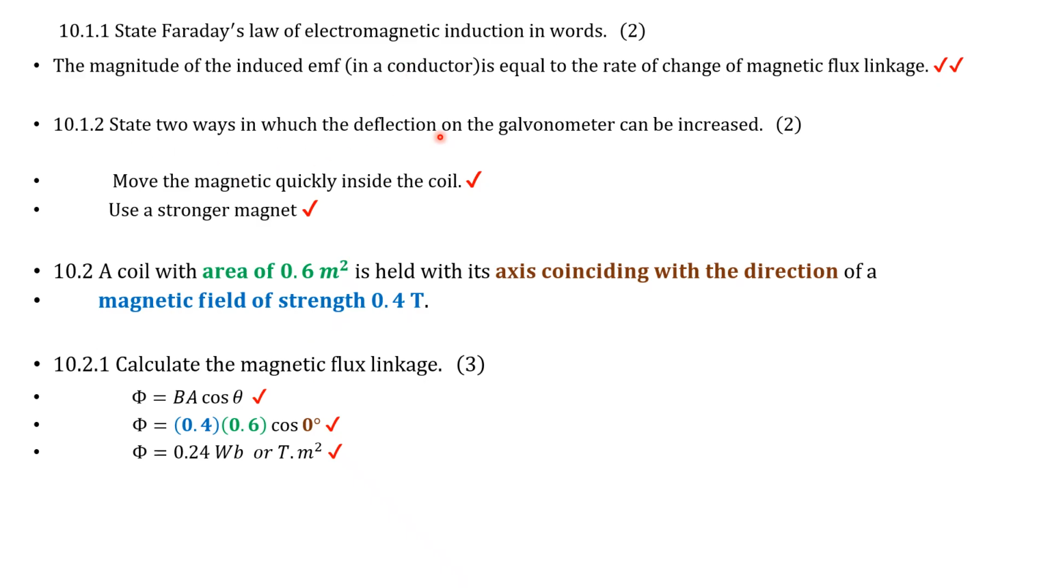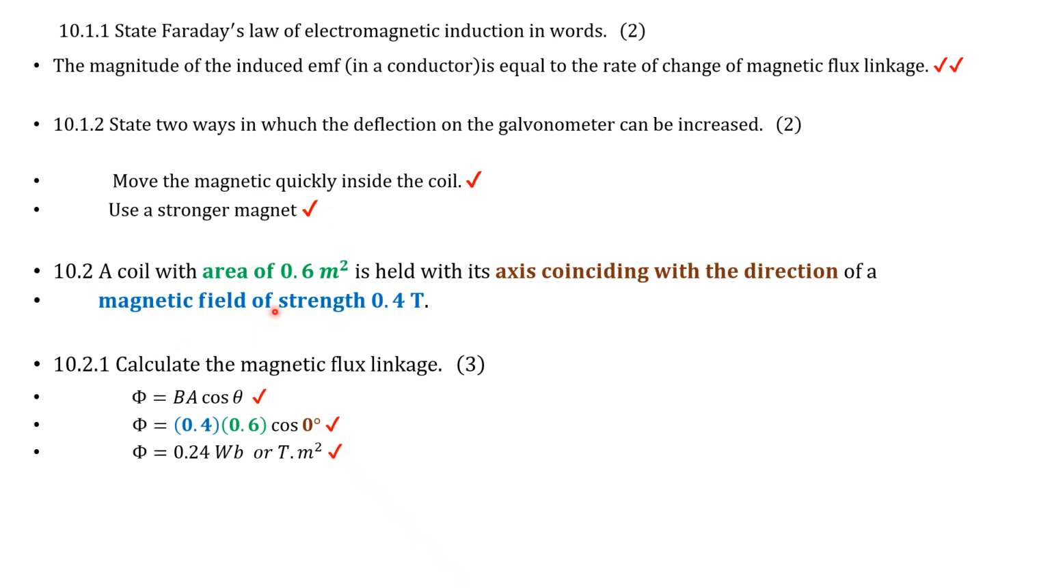10.1.2, state 2 ways in which the deflection on the galvanometer can be increased. So number 1, we move the magnet quickly inside the coil. The faster we move the magnet in and out, the greater the deflection on the galvanometer, meaning we create a greater induced EMF. Or we can use a stronger magnet. We can also increase the number of turns in the wire around the coil.